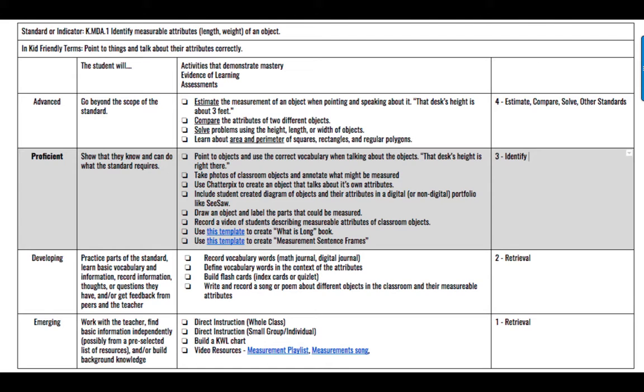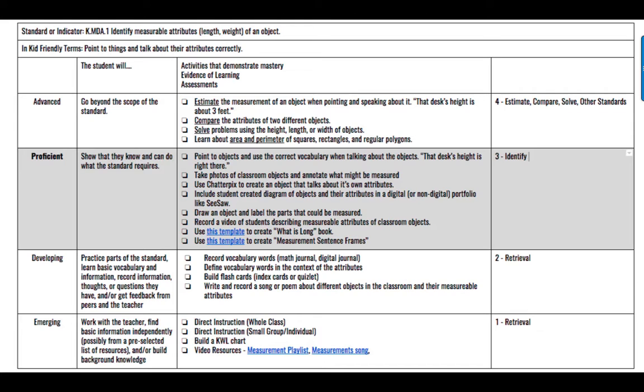So first of all, notice that the proficient level is highlighted gray to stand out, because the standard that I selected was a kindergarten standard, the one that we looked at in the first video, where kindergarten students are identifying measurable attributes of an object. And in the proficient level, I wrote the word identify all the way there on the right, because that is the verb that's written in the standard, and that's what I want all of my students to be able to do, is identify these things.